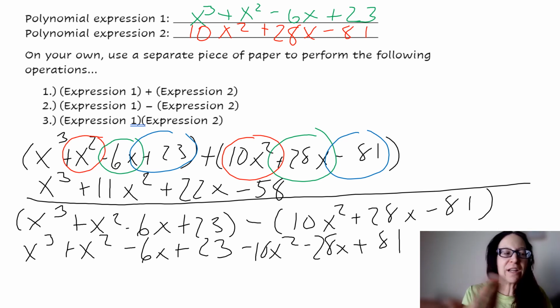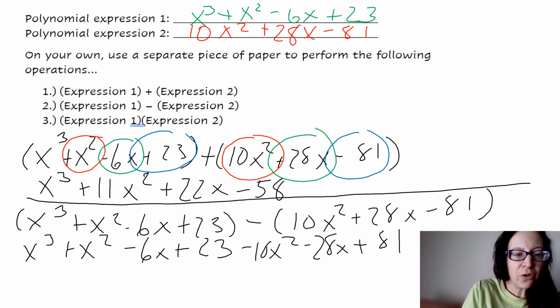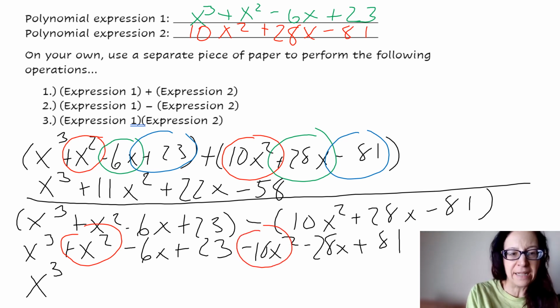If it's homework and it's low stakes, you can get away with not doing it. But when it's a test and it's higher stakes, it's worth it to take the time. Okay, so as with before, the x to the third is a lone ranger. This time we have positive x squared minus 10x squared, so that's going to give us minus 9x squared.